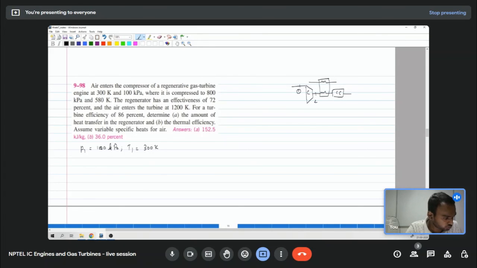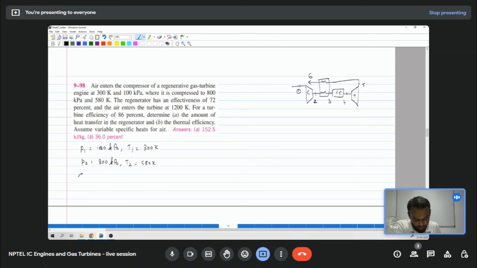So this state is 2, this is 3, 4, and then we have the turbine, which expands the gas and it goes out at state 5. After the regenerator, the air escapes to the atmosphere at state 6. Now P1 and T1 are given. After compression, the pressure becomes 800 kilopascal, and the temperature is given as 580 Kelvin.